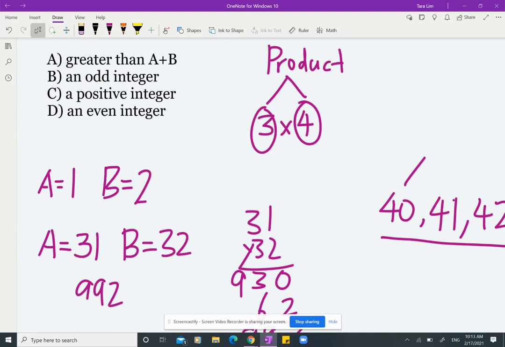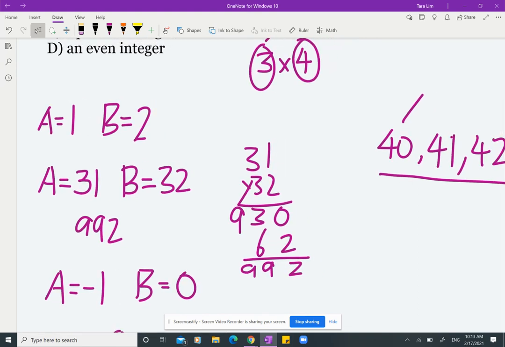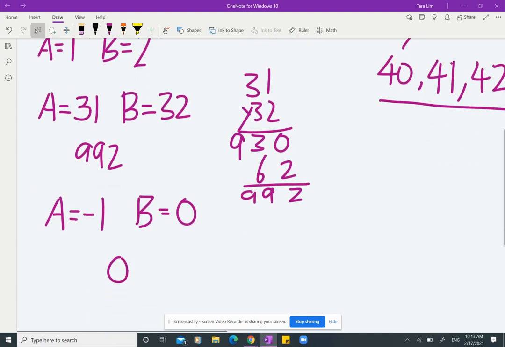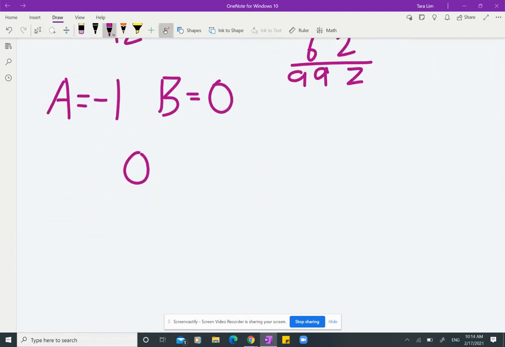But we can also try doing D. So is it an even number? From what we saw here, 1 times 2 is 2. It is an even number. 992 is also an even number. 0 is also an even number. If we say, for example, let's do one last example. So if A is -9 and B is -8, for example.